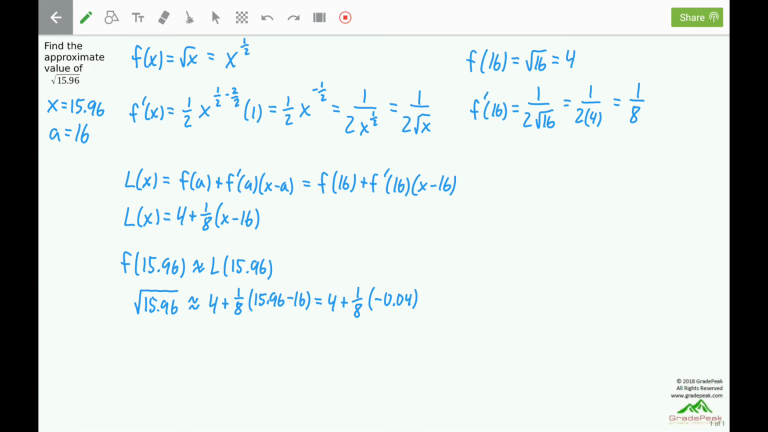The 4 and the 8 can reduce each other by a factor of 4. Dividing this by 4, we'll put a 1 right there. Dividing this by 4, we'll put a 2 there. So this can be written as 4 plus 1/2 times negative 0.01. So the square root of 15.96 can be approximated as 4 plus 1/2 of negative 0.01, which will be negative 0.005.